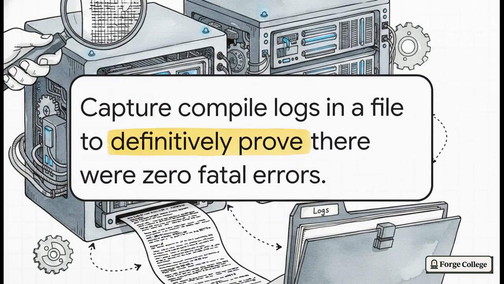And speaking of deterministic processes, a successful compile of our Capstone contract has to be completely reproducible. We don't just stare at the terminal and go, well, looks good to me. No way. We capture our build logs directly into a file to definitively prove to any future auditors that there were 0 fatal errors during the build process.